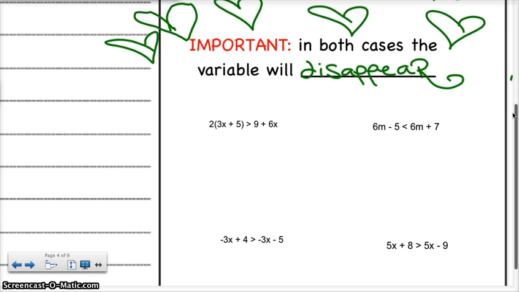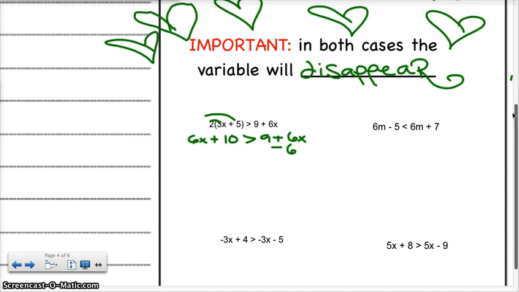Okay, we're going to do one. First thing I'm going to do here is distribute like always. I'm following my steps from the first page. Distribute. 2 times 3 is 6x plus 2 times 5 is 10 is bigger than 9 plus 6x. That's nothing new. Now, I have to get my variable to one side. That's step 3. Step 2 said to combine like terms, but there's no combining like terms I can do.